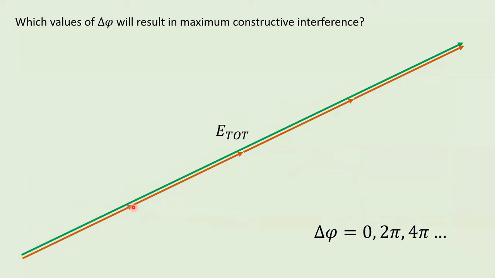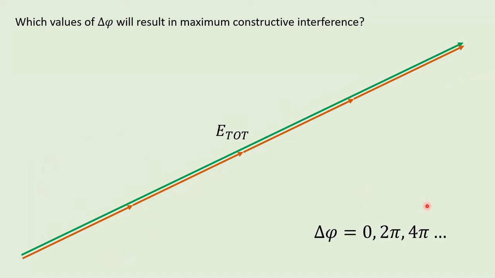If we took the direction of that first phasor and then rotated by 360 degrees, we would be right back where we started. So the second phasor, if it had a phase difference of 360 degrees with respect to the first one, would still be pointing in the same direction. So a phase difference of 2 pi works just as well as a phase difference of 0. Same thing with 4 pi, 6 pi, etc. We already knew this, right?